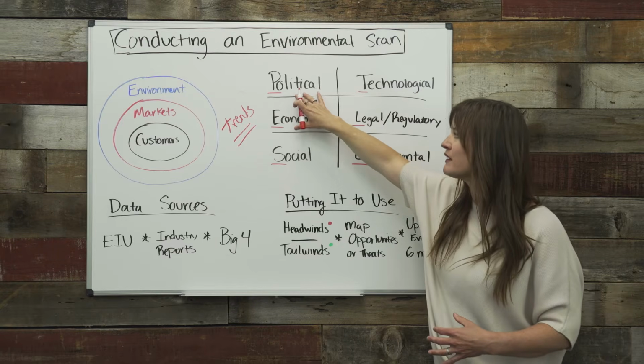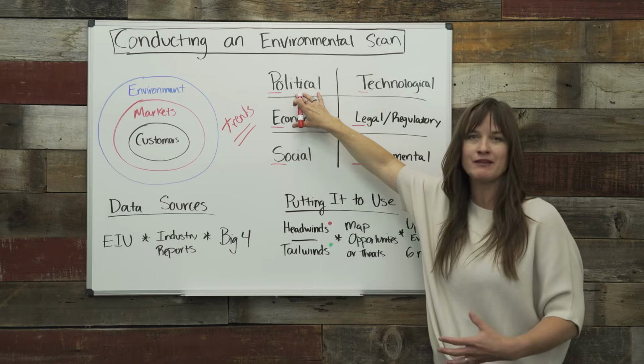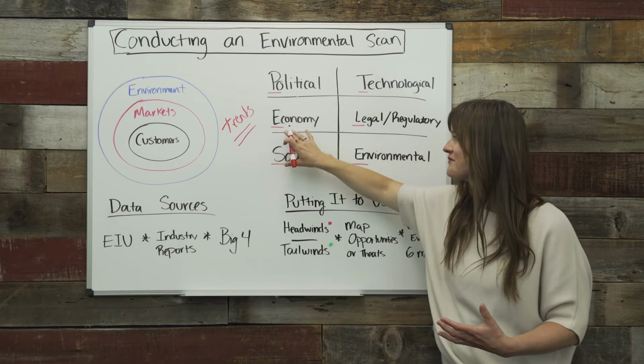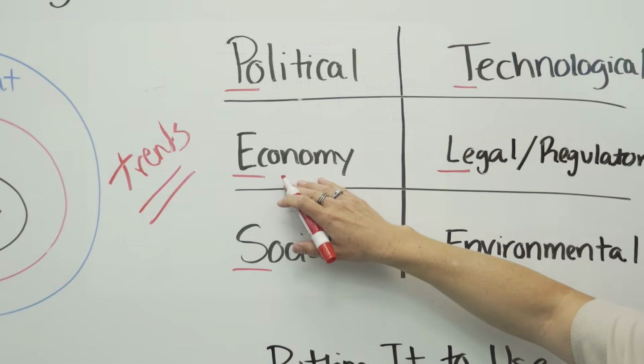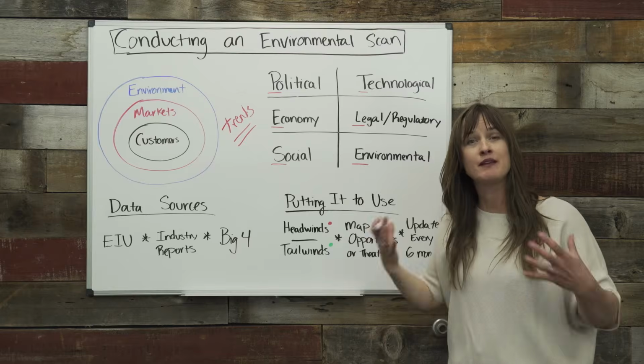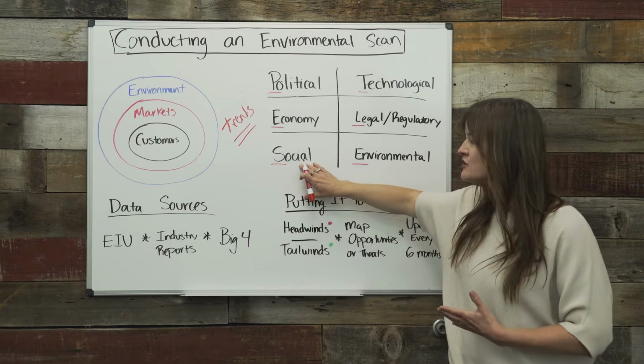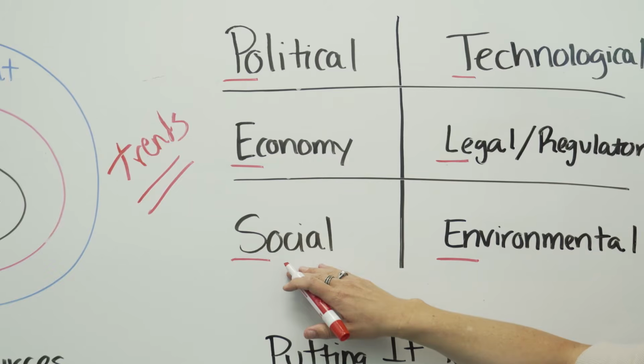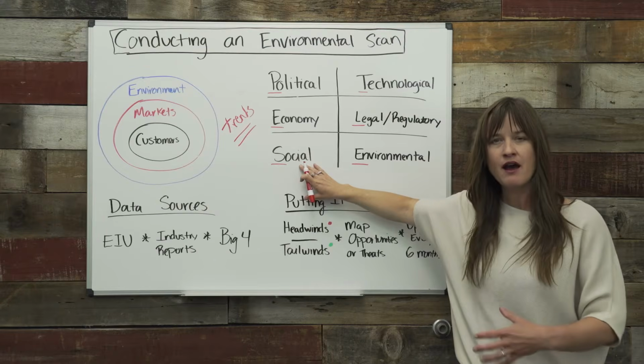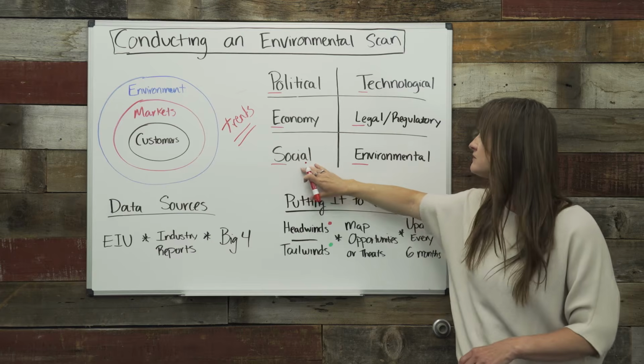The first one is political, so trends in the political environment like a new administration. E is for the economy or economics. Is it going up? Is it going down? Is it shrinking? Not only maybe in the country that you're in, but the countries that you serve. Social is always a big one. What's changing in the consumer behavior of the customers that you're serving?